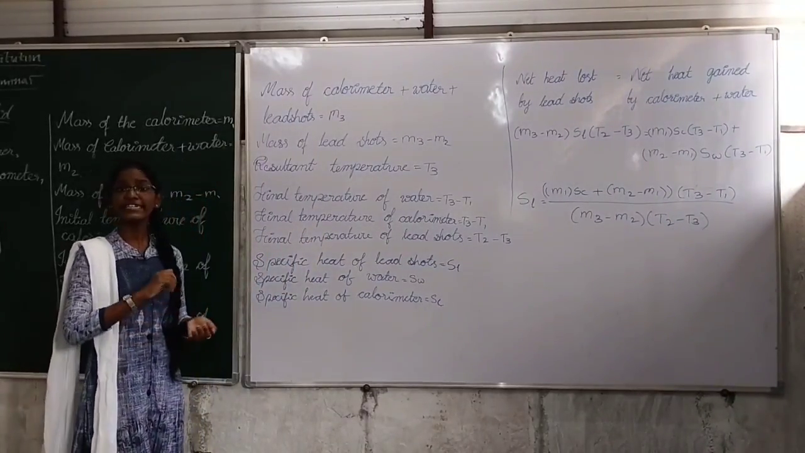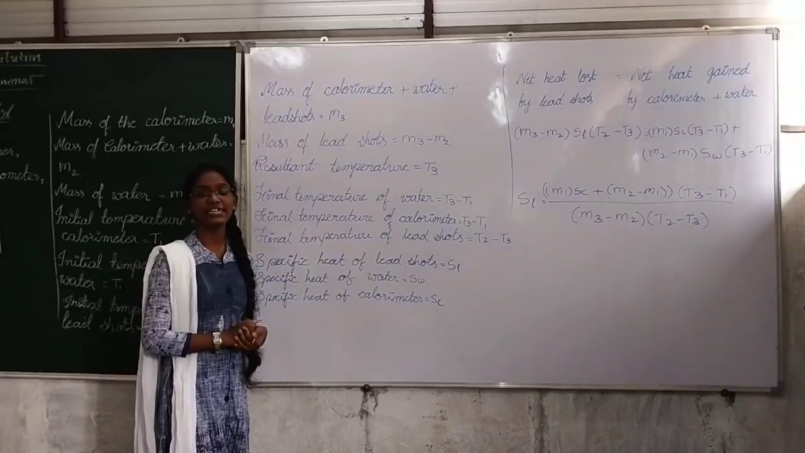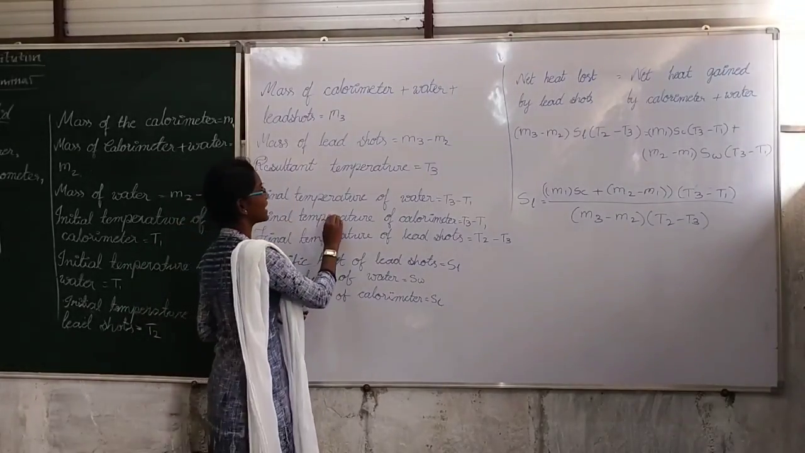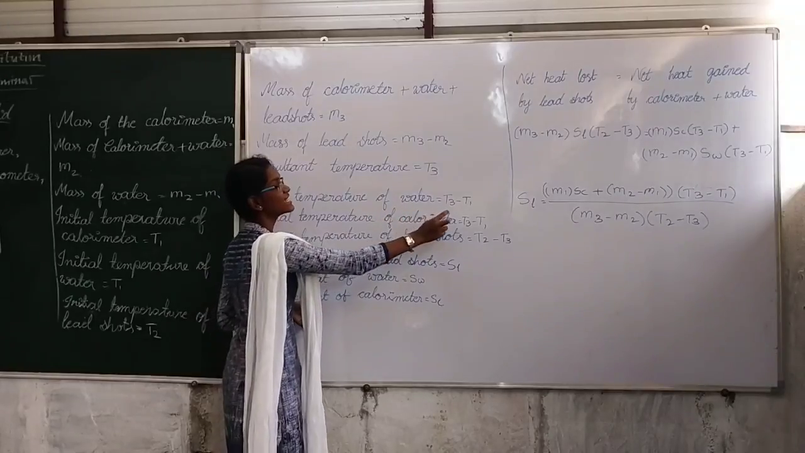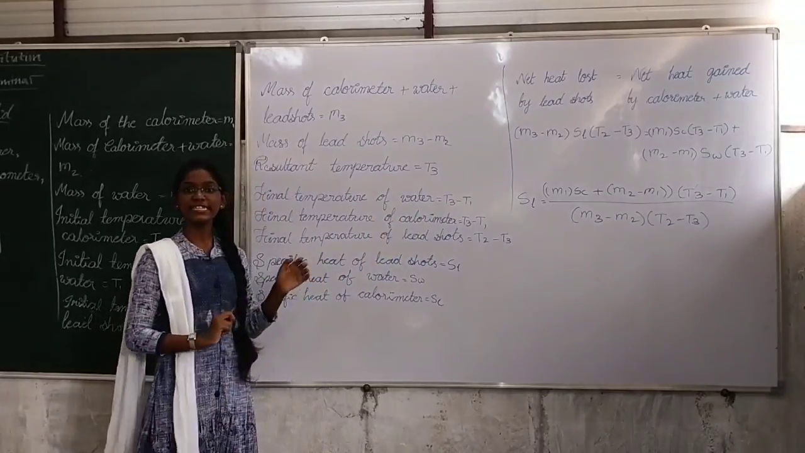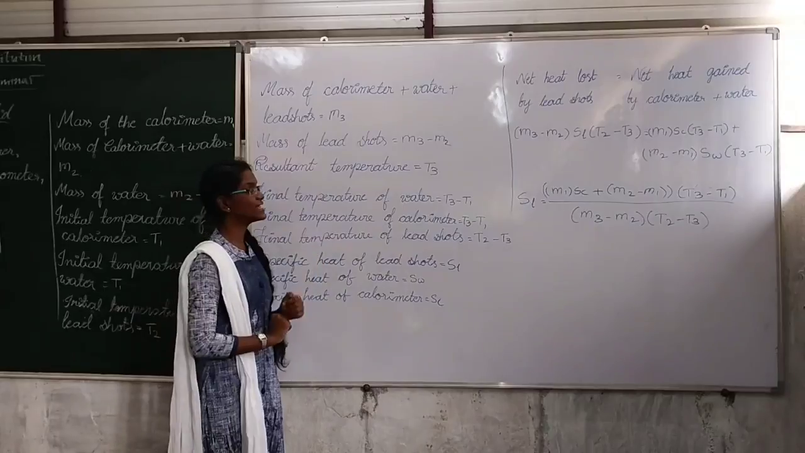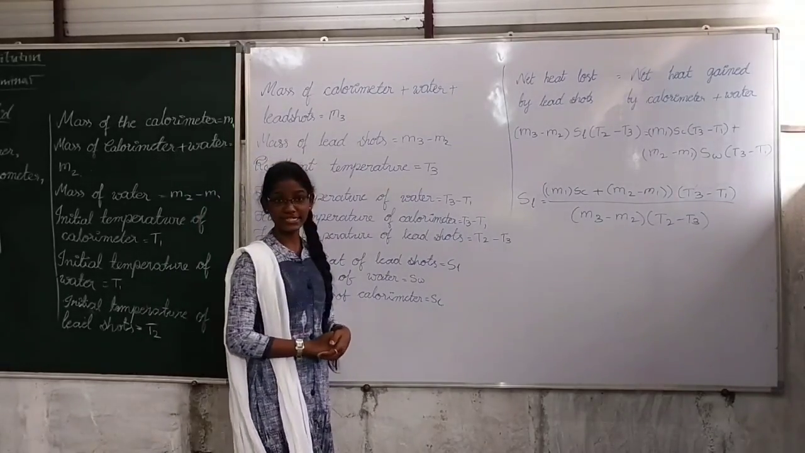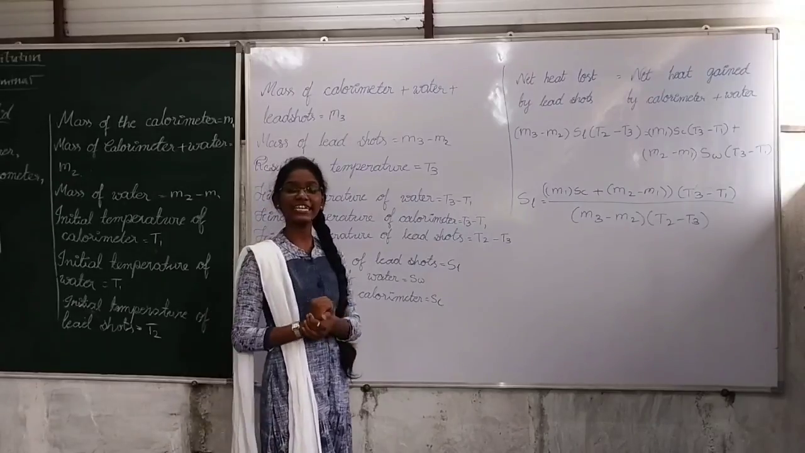Now the temperature of water has also changed, right? So what will be the temperature of it? We will take the change in temperature of water as T3 minus T1. So T3 minus T1 is the change in temperature of water. Why did we take T3 minus T1 only? Because the temperature of water has increased.